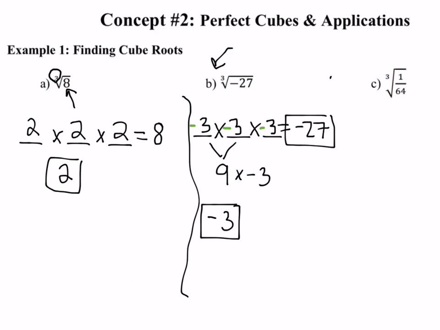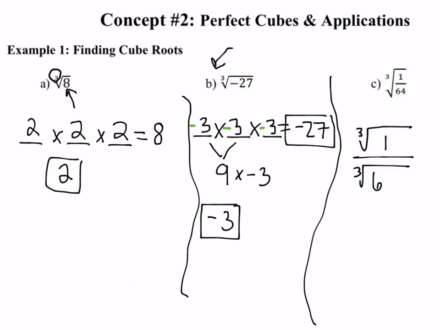And for our last one, again, this is very similar to what we did before. If your fraction underneath the radical can't be reduced, we want to break it apart. So this is the cubed root of 1 over the cubed root of 64. So the cubed root of 1, what times itself 3 times gives you 1. Well, that's probably my favorite one. It would just be 1.